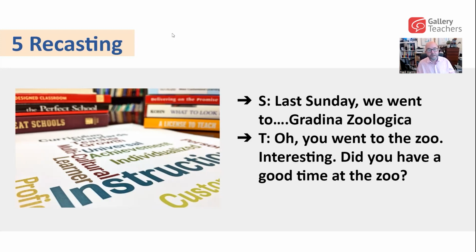What did you do? Rather than stopping that flow of communication, saying, no, stop everyone. Gradina Zoologica, that's Romanian. How do we say that in English? Zoo. And the student's flow is totally interrupted. Rather nicely, by using this recast method, the teacher still provides the correct English term, zoo, but maintains the flow of meaning by responding to the student's "I went to the zoo" with a follow-up question based on the interaction and the communication. Did you have a good time at the zoo?